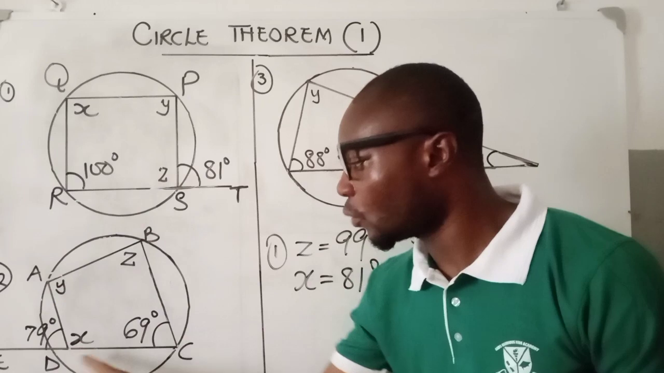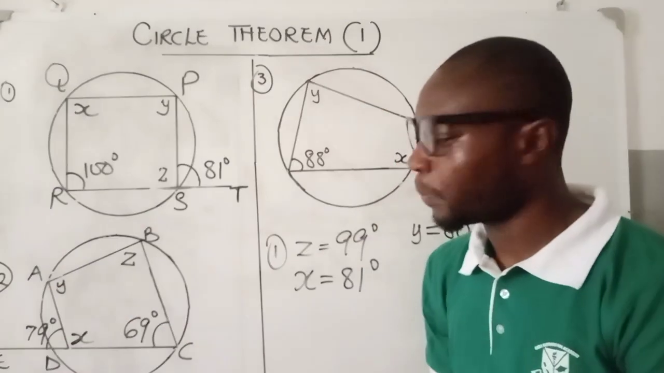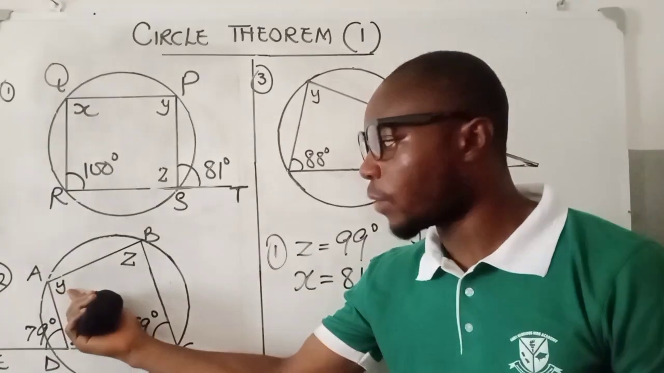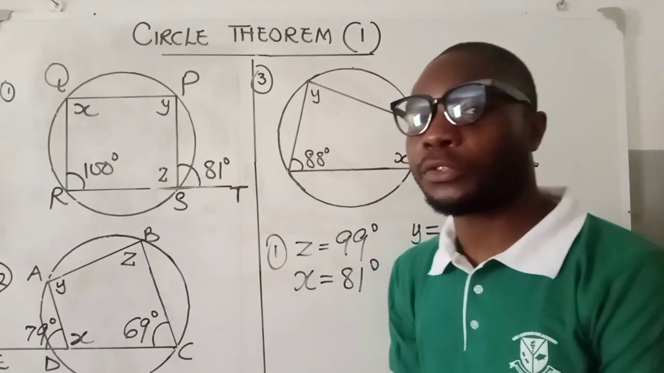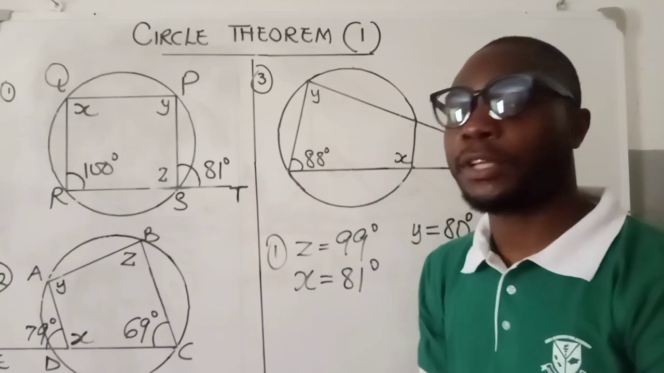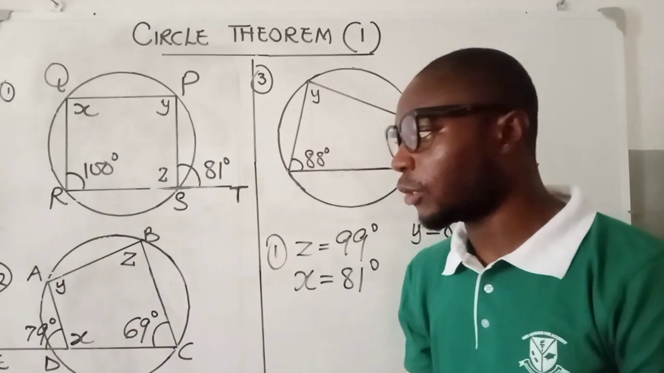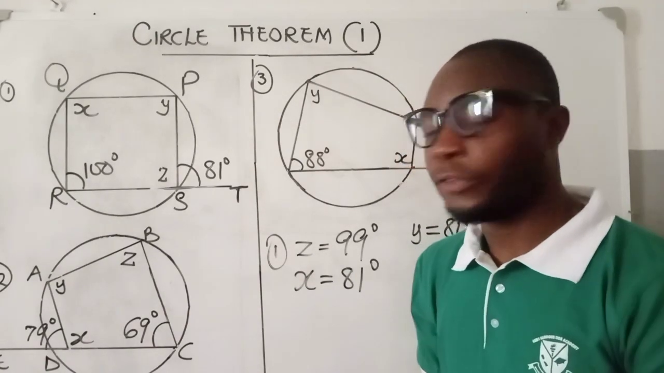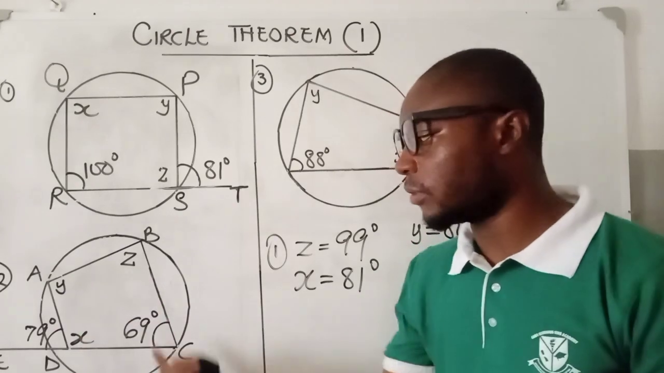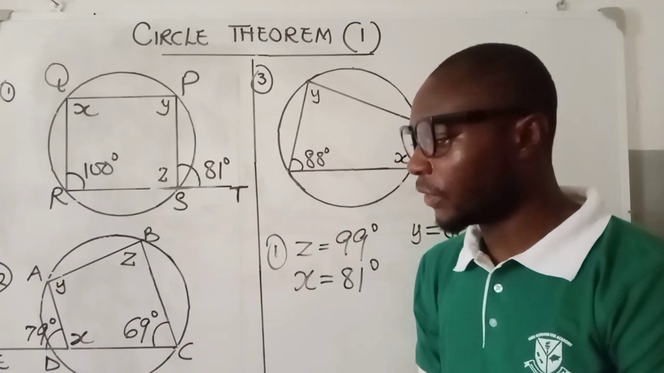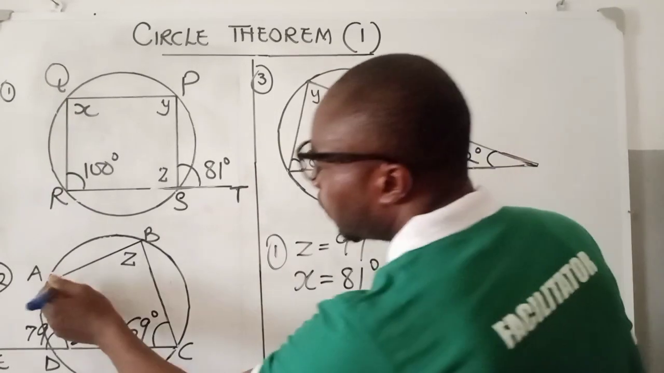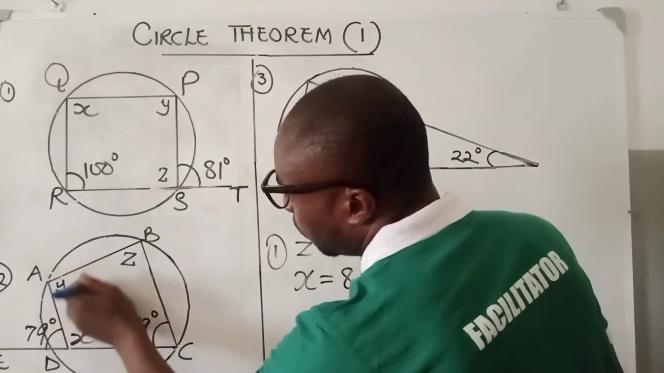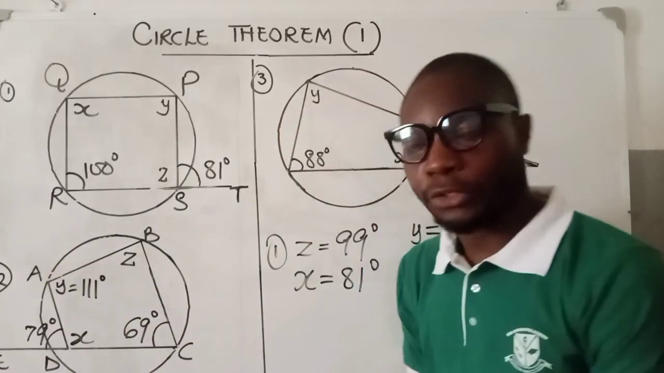We also have a cyclic quadrilateral here in question 2. To get the value of y, we say 69 degrees plus y degrees is equal to 180 degrees. The opposite angles in a cyclic quadrilateral are supplementary. So the value of y will be 180 degrees minus 69 degrees, and that will give us 111 degrees. So the value of y in this case is 111 degrees.